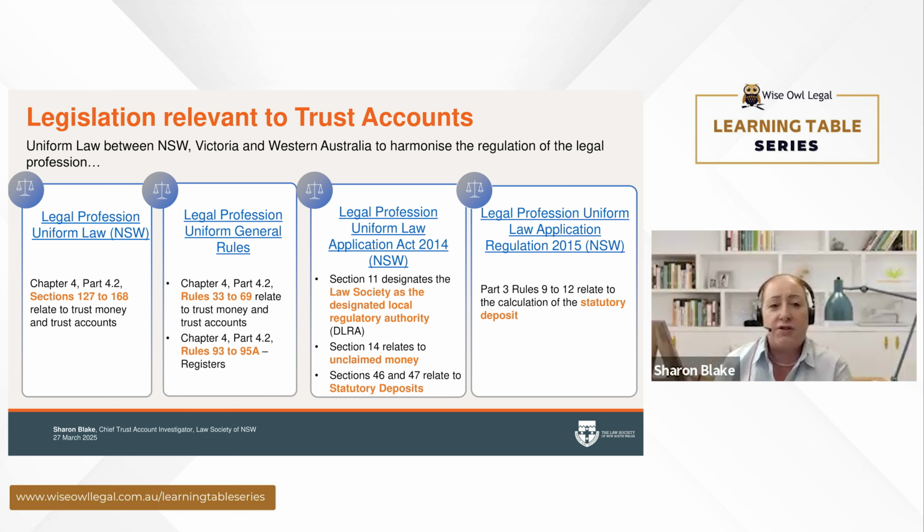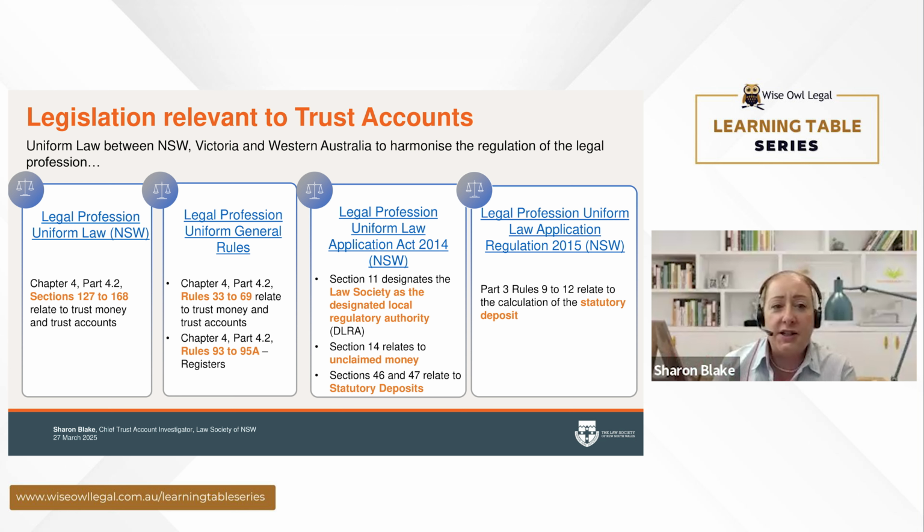The uniform law has created a single system to harmonise the regulation of about 74% of the Australian legal profession, cutting red tape and creating a single system to govern legal practice. Now, I've included in here a link, and I'll share these slides with you after the presentation today, to each of the relevant trust excerpts from the New South Wales legislation for ease of reference, including sections 127 to 168 of the Uniform Law. And these relate largely to trust money and trust accounts.